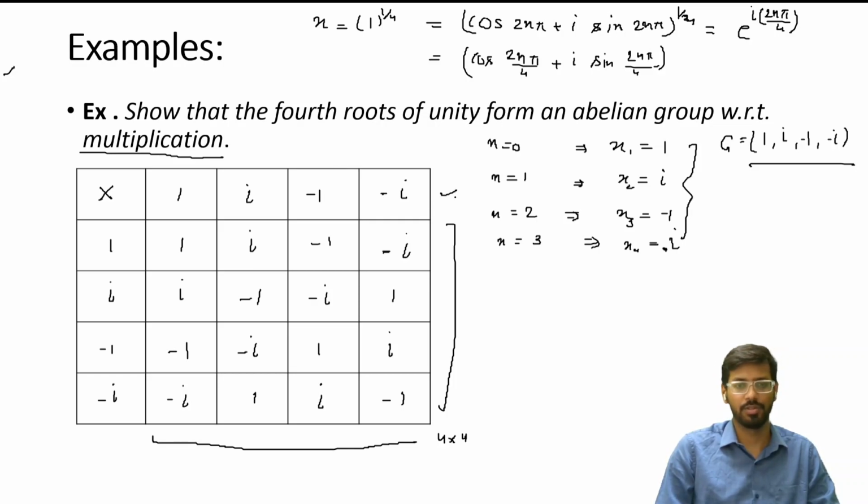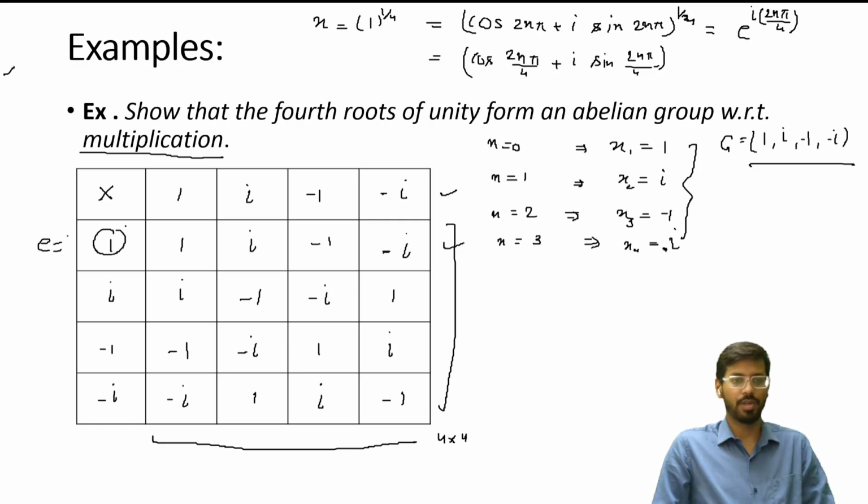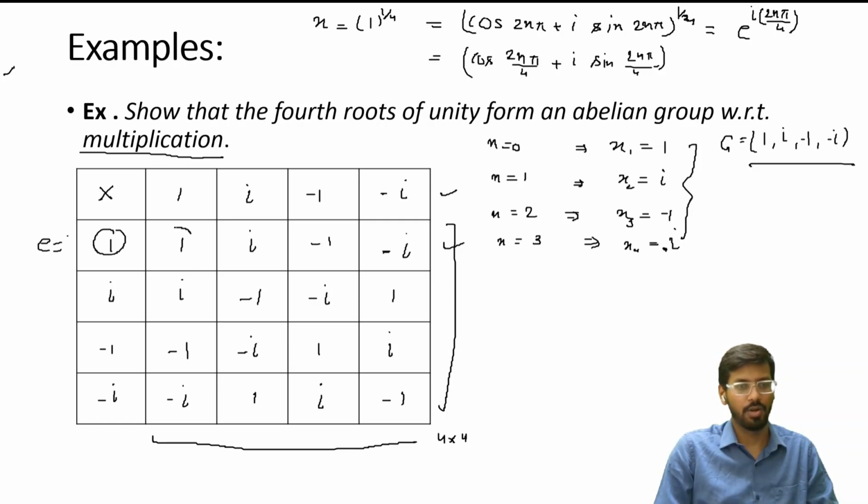Check that these two rows are similar. So E = 1 is an identity element. This is the identity element. Now circle the identity element in each row.